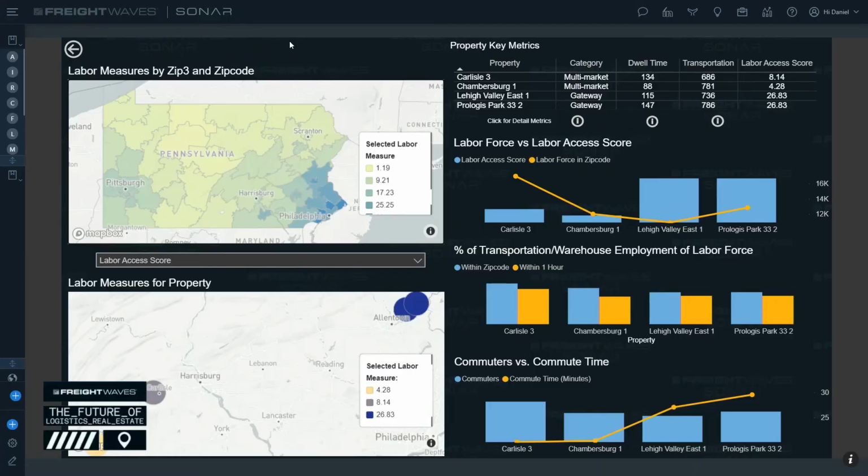So labor access score tells you how accessible the labor force in transportation and warehousing is within 1 hour of my facility. The higher the bar here, the more labor force you're going to have in that market or at that specific facility. Now, labor force in zip code tells you that in that specific 5-digit zip, that's exactly where my labor force is located.